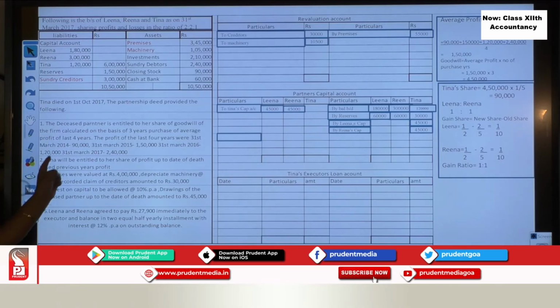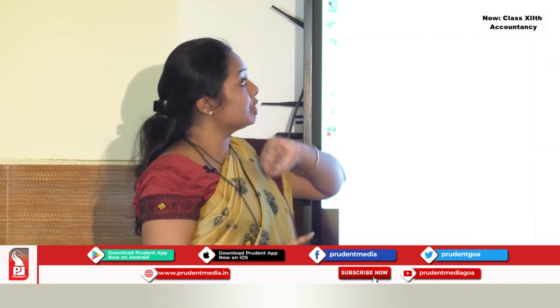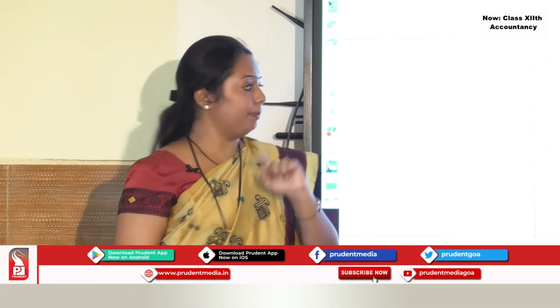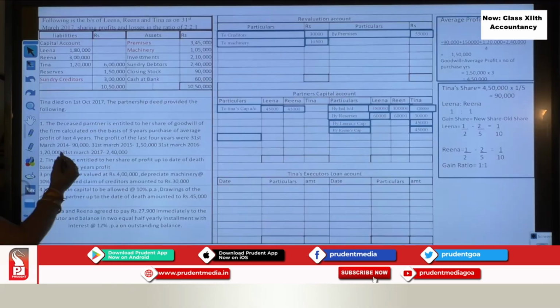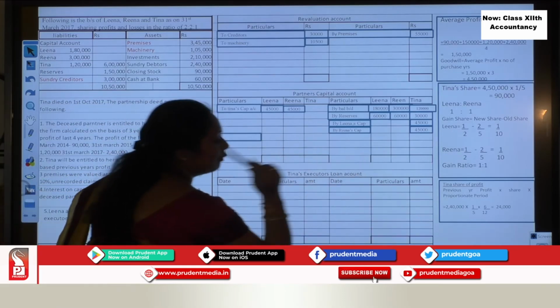Next, Tina is entitled to her share of profit up to the date of death based on previous year's profit. This illustration you have already solved. Now how will we find Tina's share based on previous year's profit? What is the formula? The formula is previous year's profit multiplied by Tina's share multiplied by proportionate period. How much is the previous year's profit? Here you are given 4 years. So which is the previous year? 31st March 2017, 2,40,000 is given. So the previous year's profit is 2,40,000.